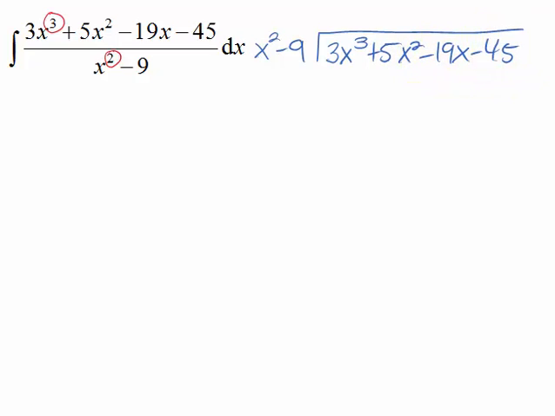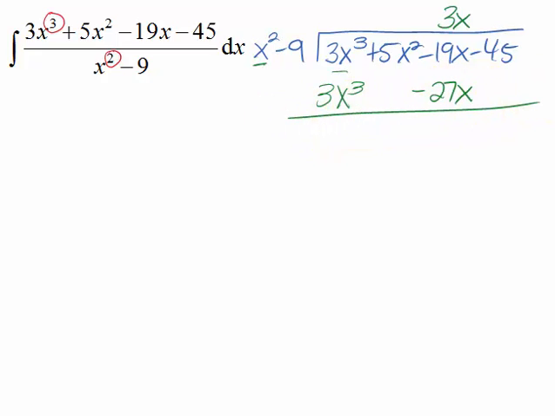And remember, we look at first term and first term, divide x squared into 3x cubed, or another way to think about it is what do I multiply x squared by to get 3x cubed? That's going to be 3x, and I'm going to line it up over the x term, so 3x right here. And then I multiply. 3x times x squared is 3x cubed, and 3x times negative 9 is negative 27x, and I need to line it up under its like term.